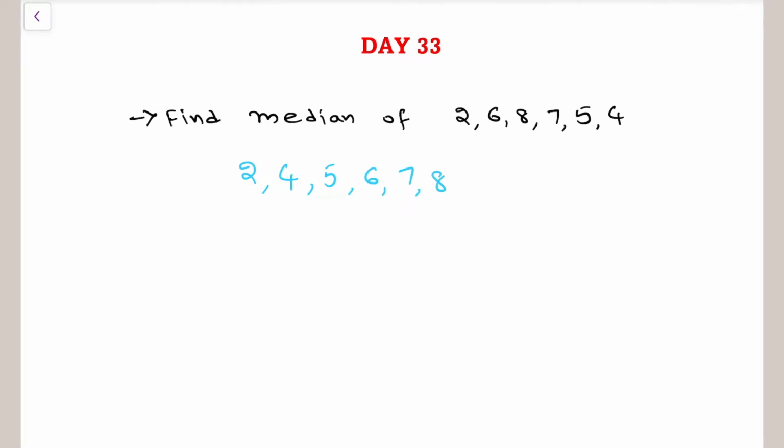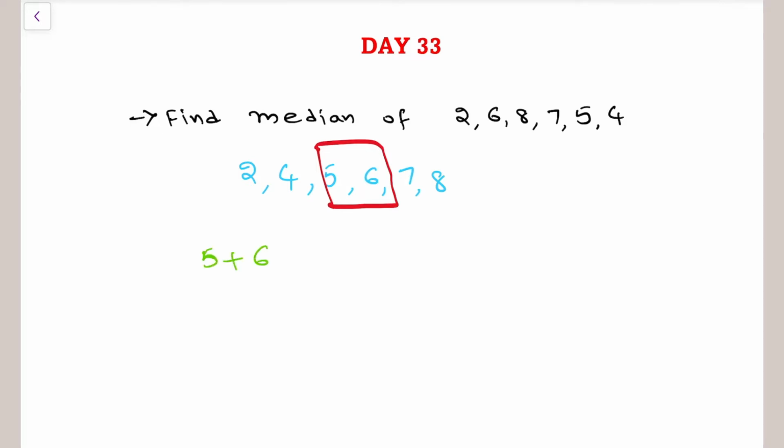After arranging the numbers in ascending order or descending order, the number in the exact middle will become our median. In case two observations are in the middle, then we need to find the average of those two numbers. So if you observe here, 5 and 6, two numbers are there in the middle, so we need to find the average of those two numbers.